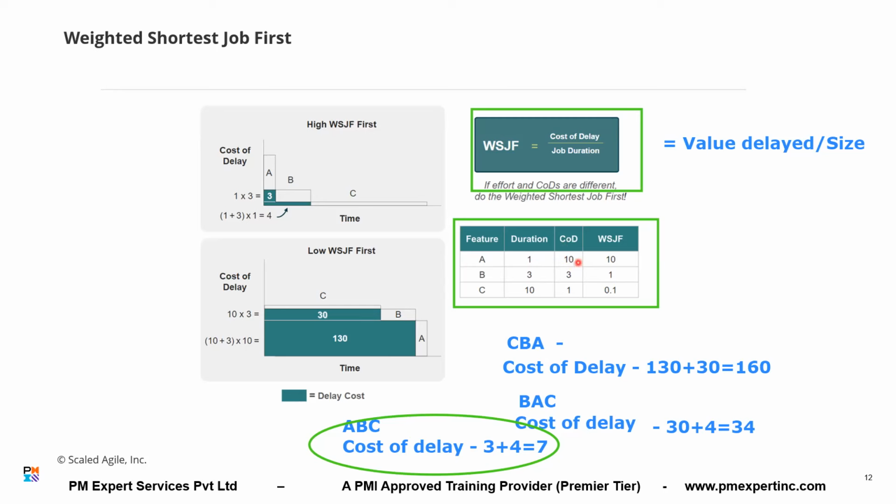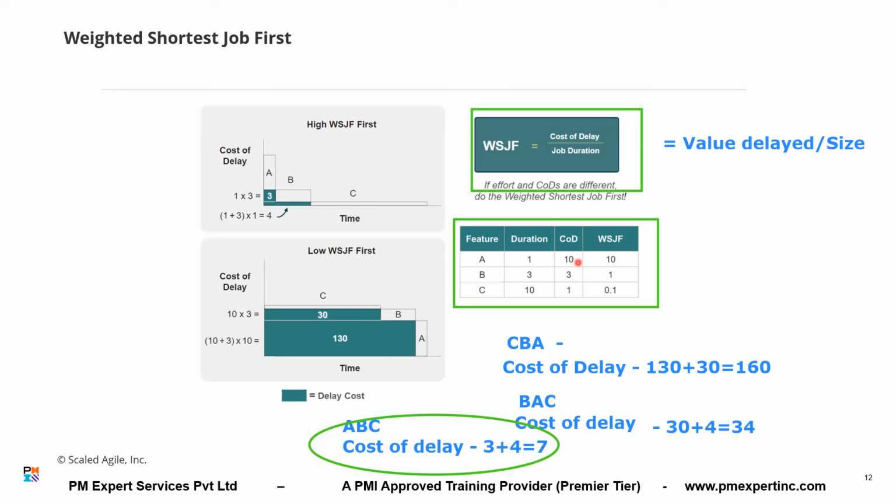So, as you delay it, the value delayed will be higher and higher. For example, if I delay it by 5 days, what is the value delayed? 50. Right? Yes or no? So we have to understand how important it is to prioritize your product backlog or any backlog, or prioritize your work.